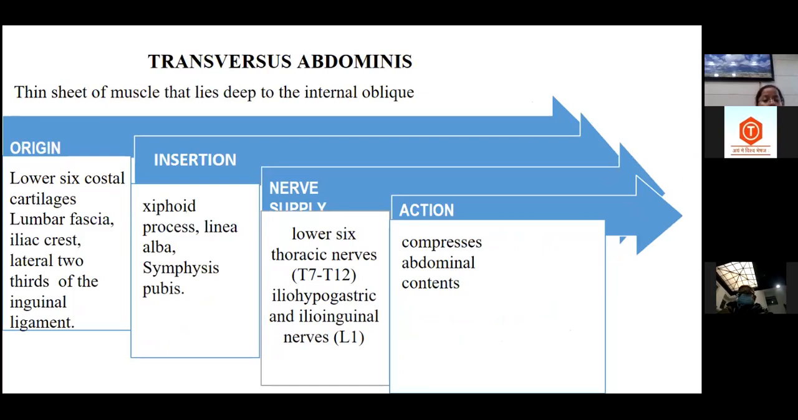Transverse abdominis is also a thin sheet of muscle that lies deep to the internal oblique, and it originates from the lower six costal cartilages, lumbar fascia, iliac crest, and lateral two-thirds of the inguinal ligament, and it gets inserted in the xiphoid process, linea alba, and symphysis pubis, and is supplied by the lower six thoracic nerves and the iliohypogastric and ilioinguinal nerves. It also compresses the abdominal contents.